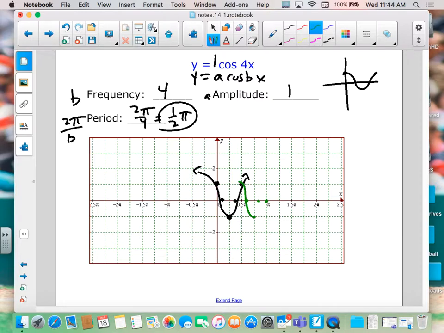Ooh, what did I do? Back up. We're just going to go 1/2 pi. Yep, I did goof it up. We go up high, and we're going to come down low. Here we go.